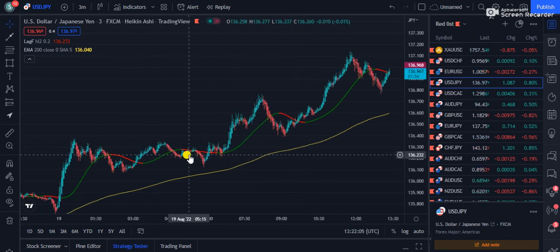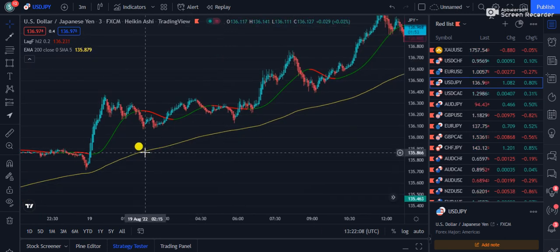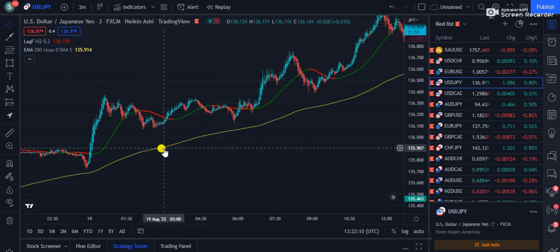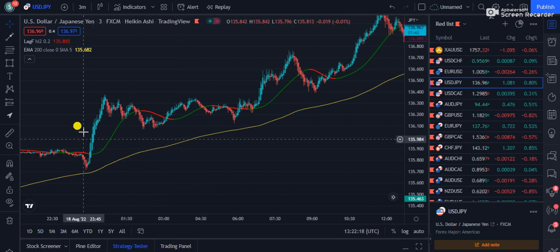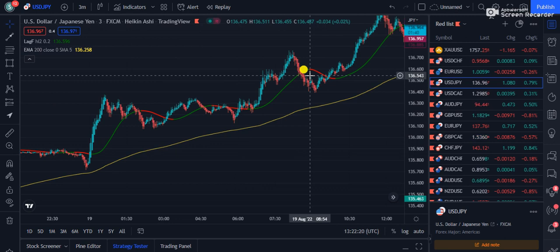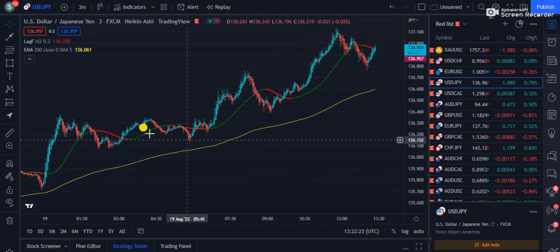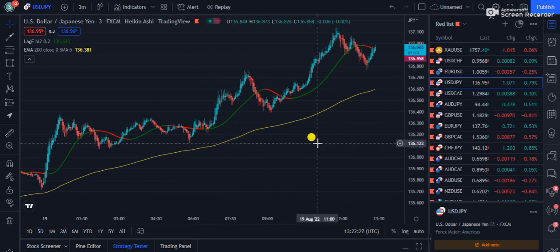Now just to have a look. For beginners, it is good to let them know the role of the 200 EMA. The 200 EMA is always a good indicator to find the main trend of the market. Like you can see, all of the candles are above the 200 EMA. That's a clear message that on USD JPY, I'm on a 3-minute chart, we are in an uptrend.